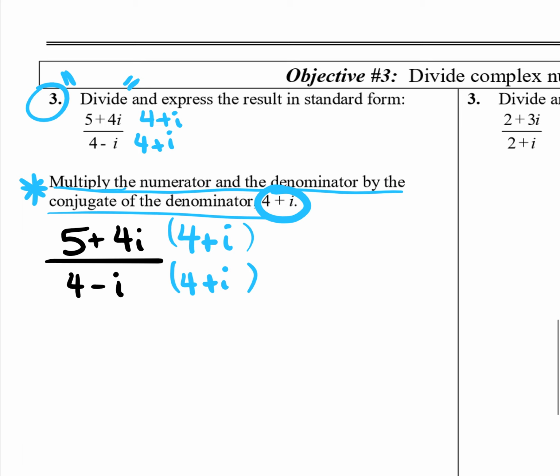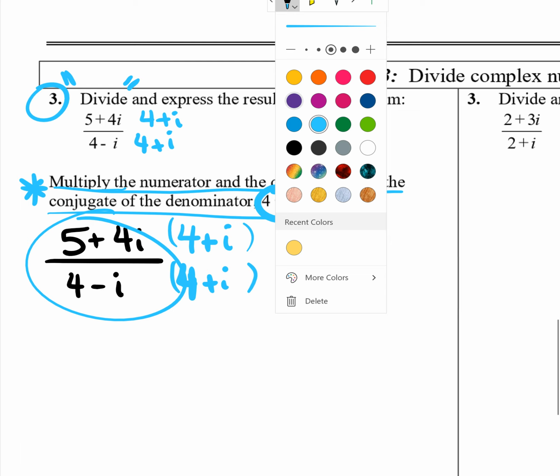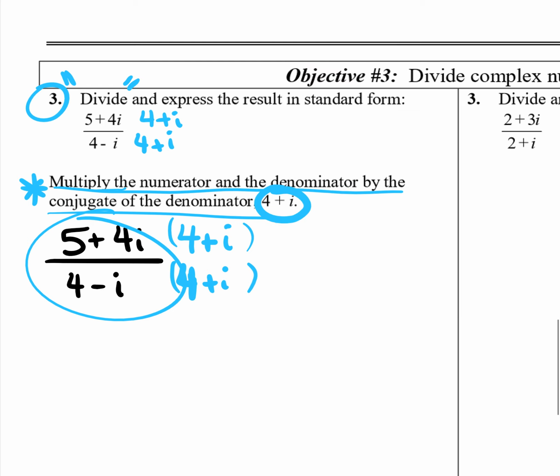Remember with a fraction, because you can think of this as a fraction, all you can do is do the same thing to the numerator and denominator. You can't just multiply the denominator by something and not the numerator, or vice versa. It has to be both or nothing. Okay, so we'll see what happens. But then that's a lot of work because we have to FOIL the numerator and FOIL the denominator. So I'm going to have to FOIL on the top and FOIL on the bottom. Ugh. So just be really careful when you do this.